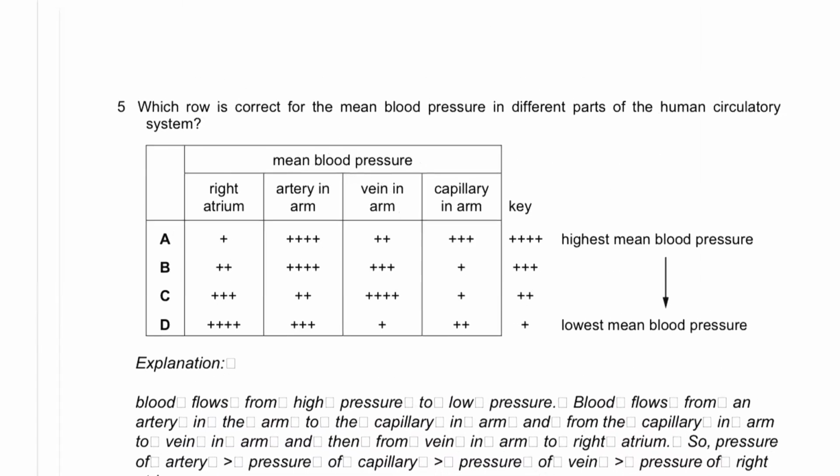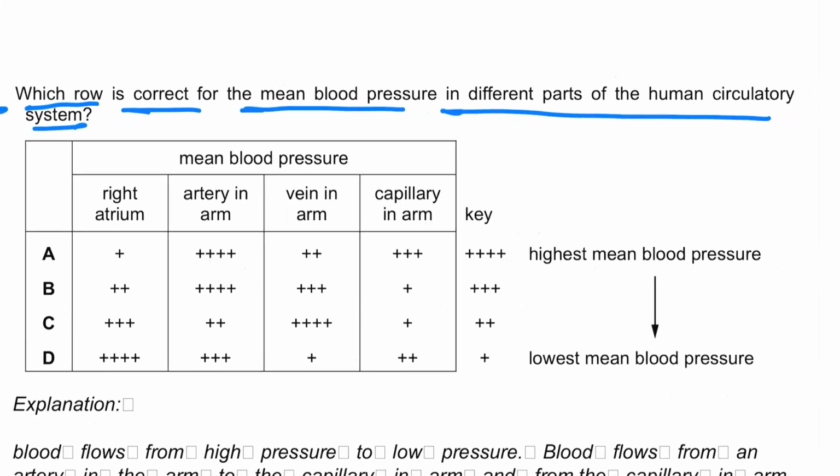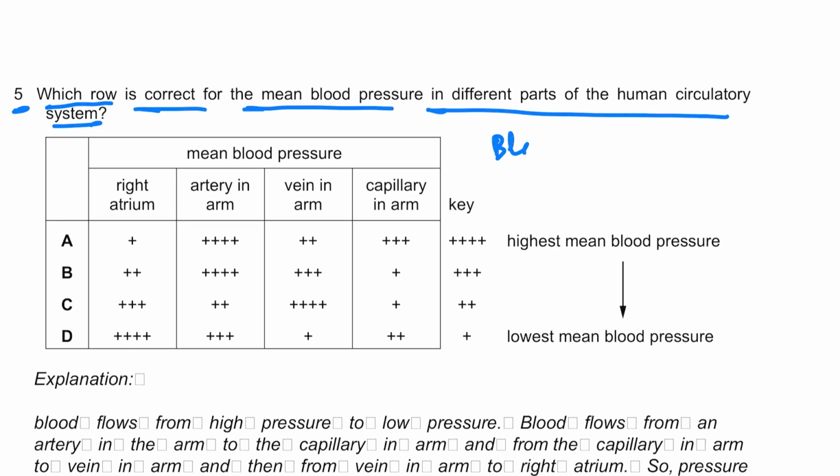Okay, let's move on to MCQ number 5. Which row is correct for the mean blood pressure in different parts of the human circulatory system? Guys, always remember this point, that blood flows from high pressure to low pressure.